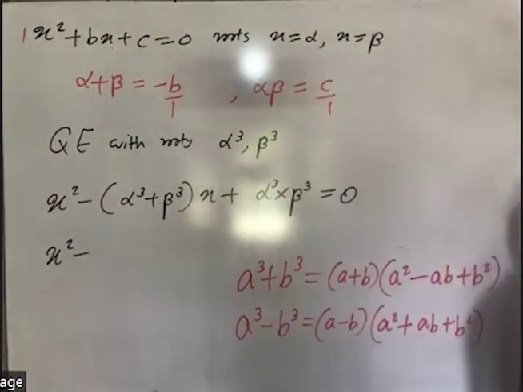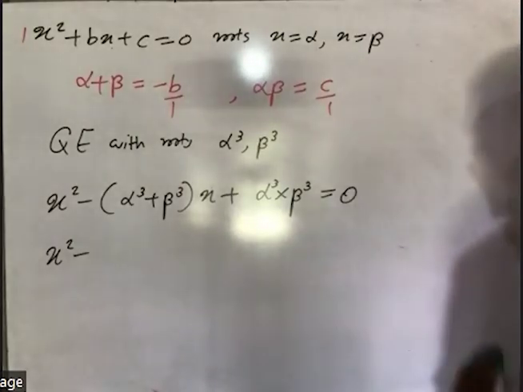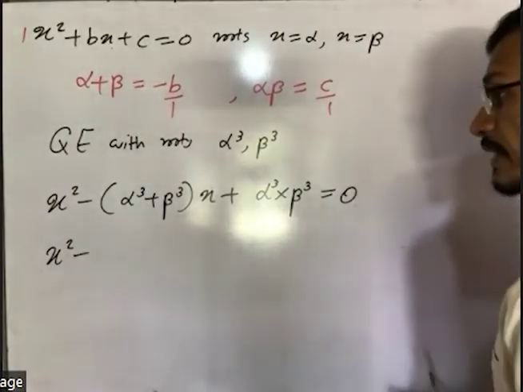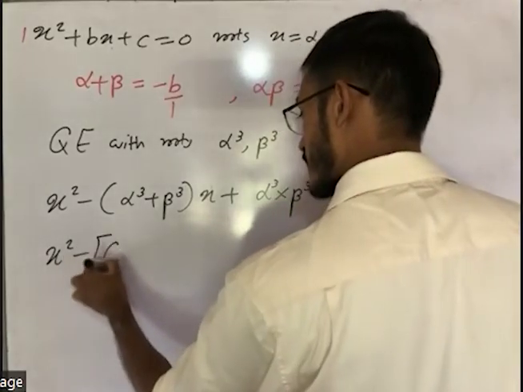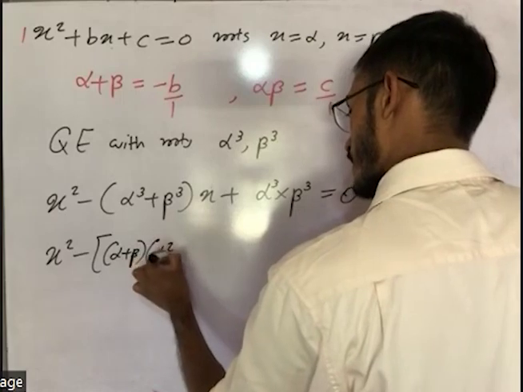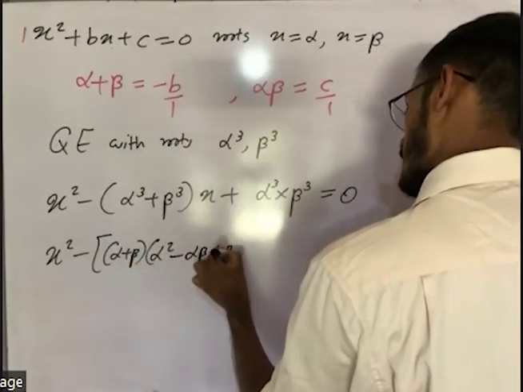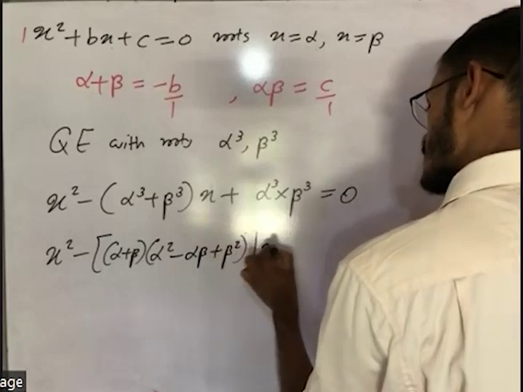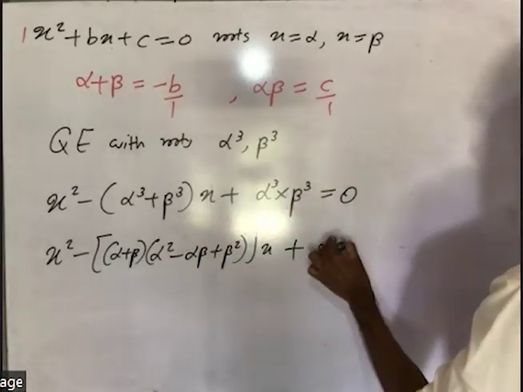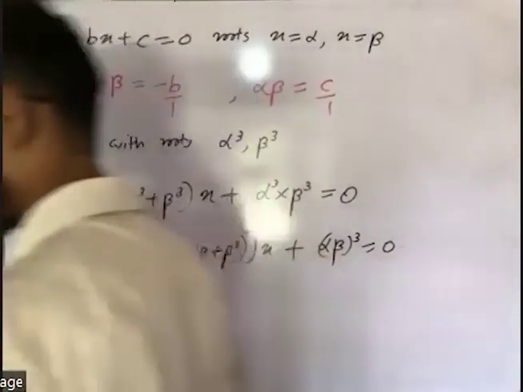Right. Now same way you can factorize this. Now we can write down first factor alpha plus beta, second factor alpha square, if you have plus, minus alpha beta plus beta square, into x, plus here we can write down alpha beta to the power 3 equal to 0. Right?